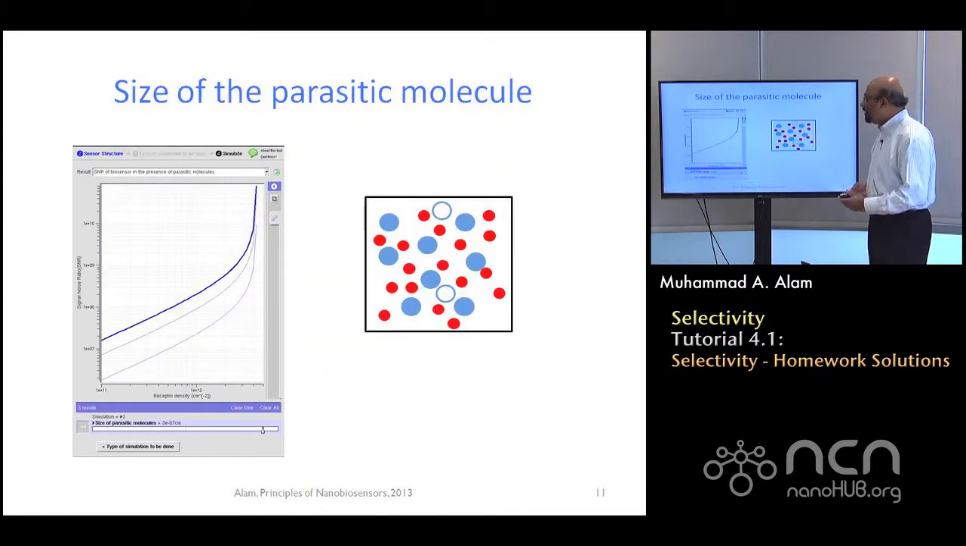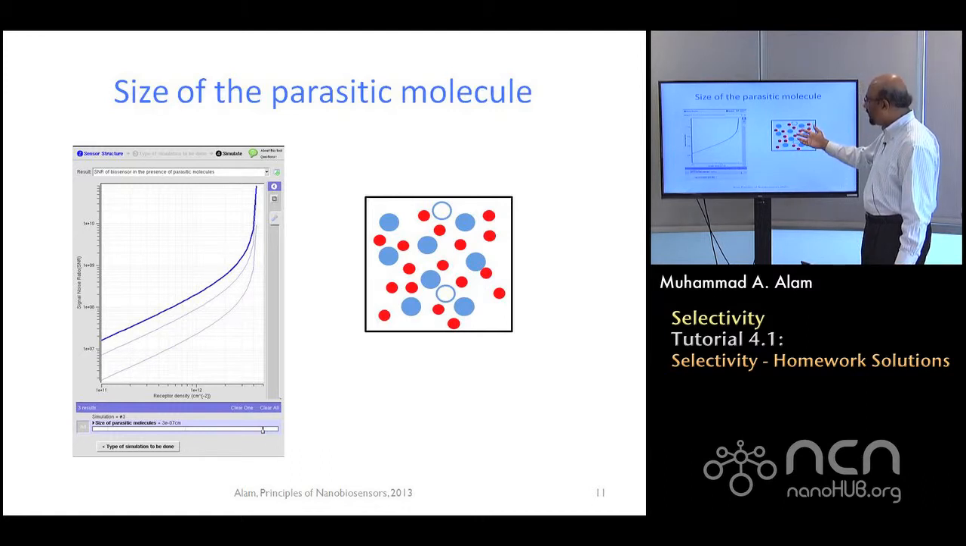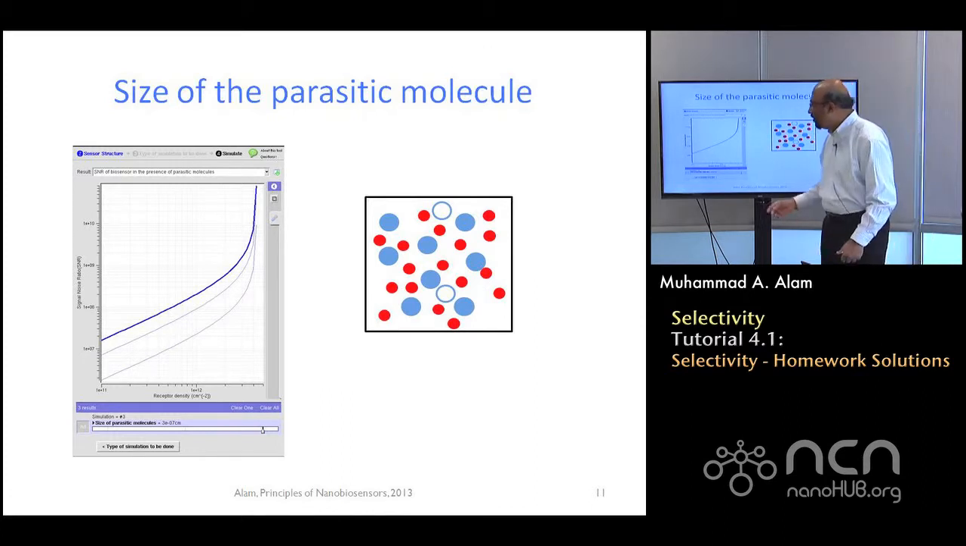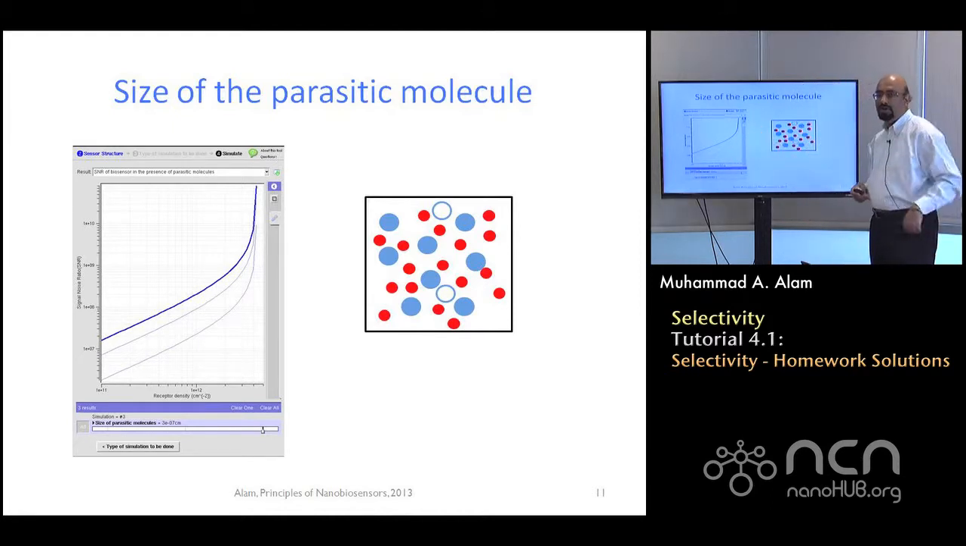Now, it is always better if the parasitic molecules are of bigger size, because if it has a bigger size, then it will not be able to bind as easily. So having this parasitic molecule with a bigger size enhances the signal to noise ratio, and that is given by the next problem that you may have solved for this selectivity problem. This is, of course, using the biosensor lab tool.